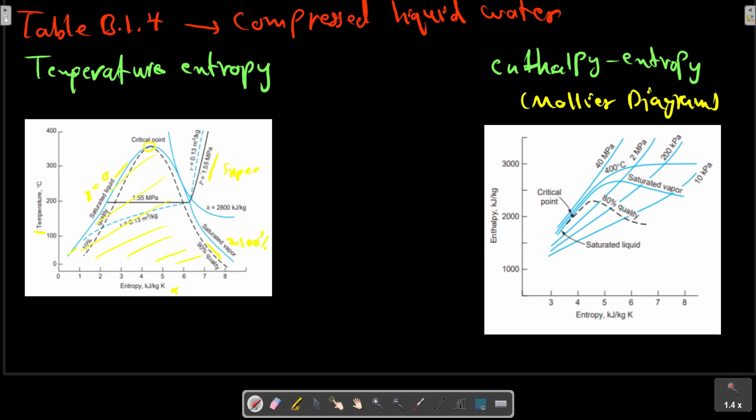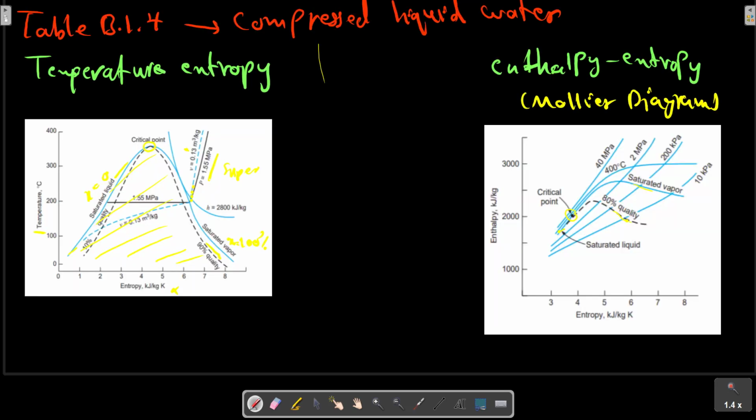At a given pressure, for example, we have specific values of entropy. The enthalpy-entropy Mollier diagram is also shown in this picture, with the critical point and the various quality lines, saturated vapor and saturated liquid. A better diagram is available in Figure E.1 in Appendix E.